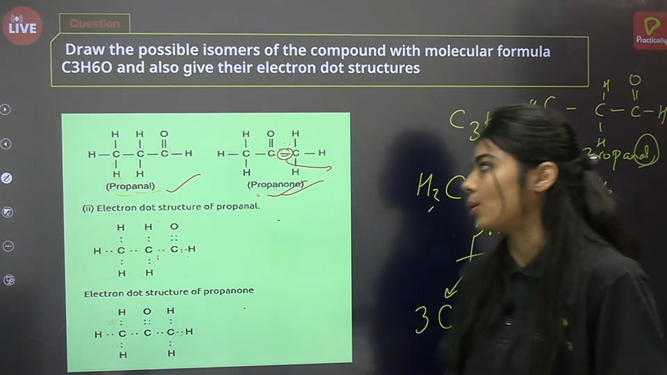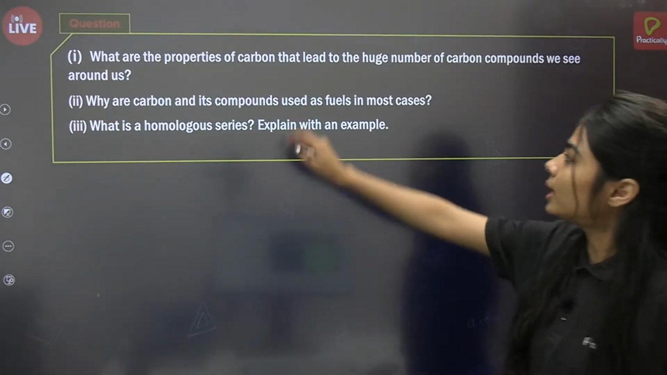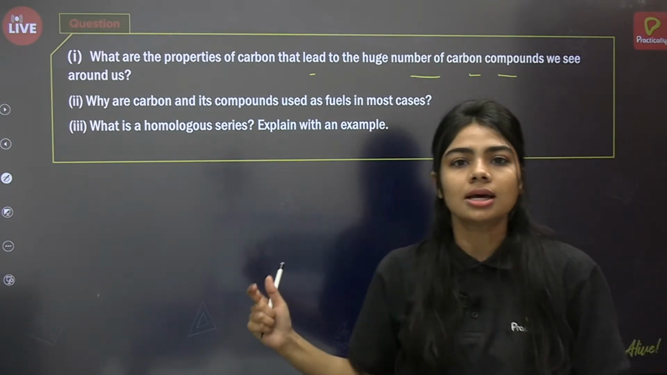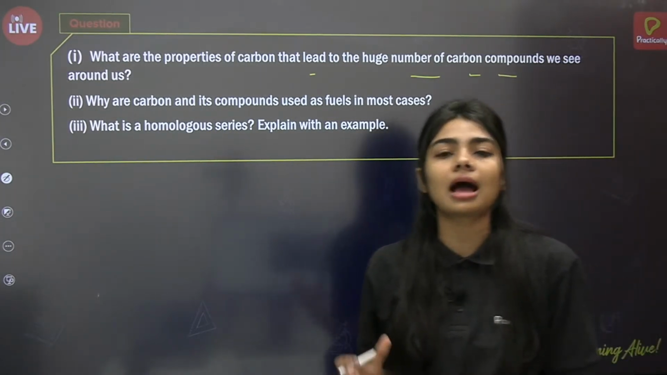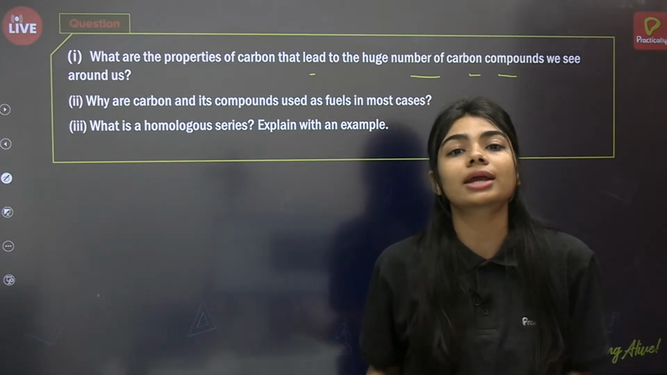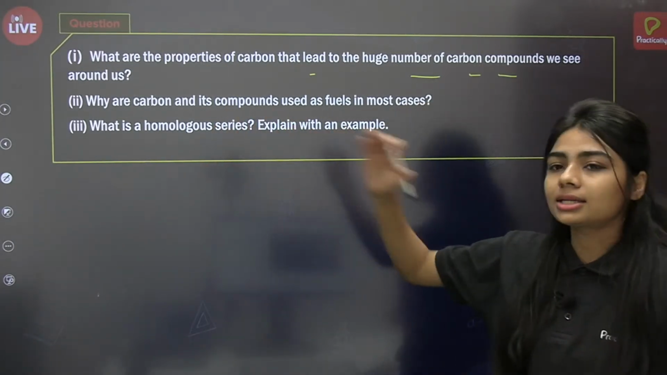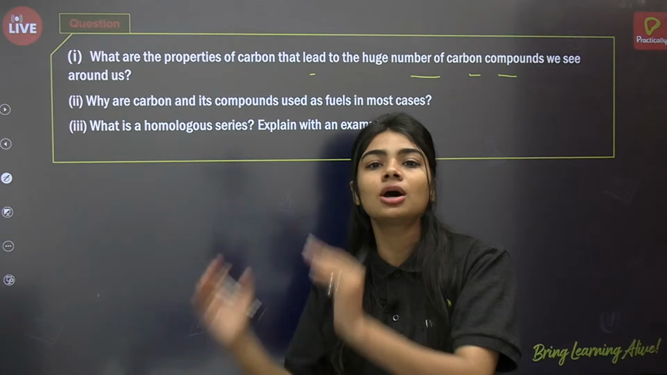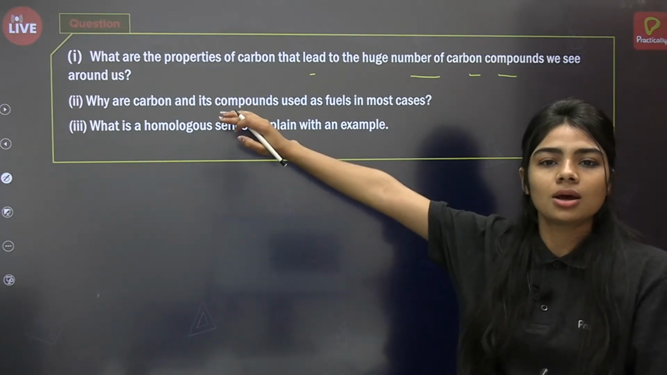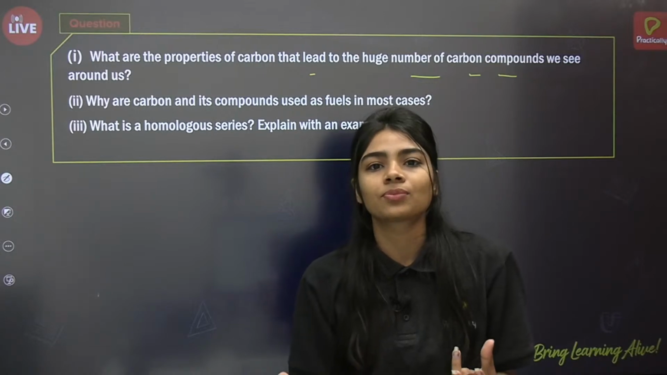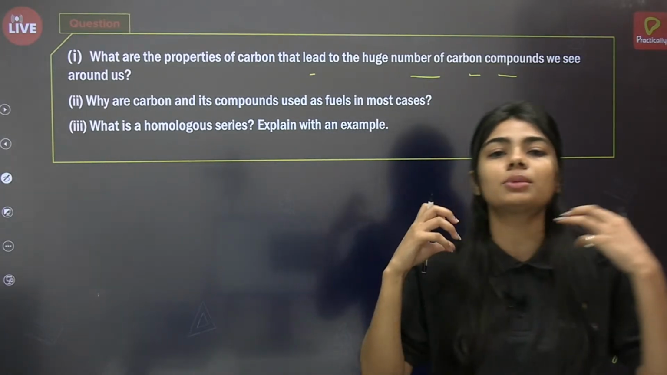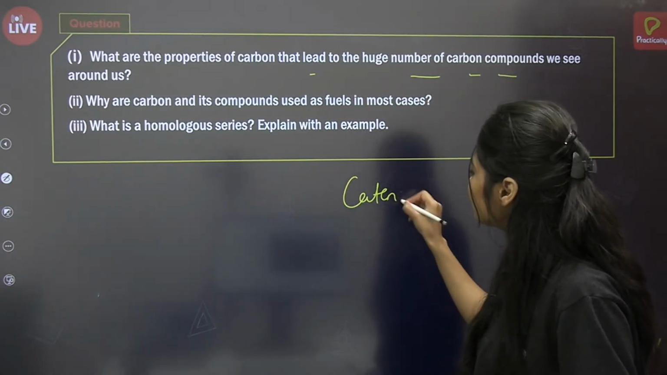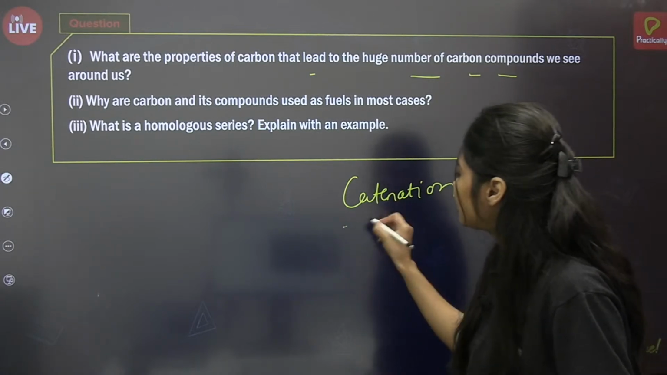Okay. Next, what are the properties of carbon that lead to the huge number of carbon compounds we see around us? So we have a separate branch for studying carbon and its compounds that we call organic chemistry. Correct? So why is it forming such a large number of compounds that we have made a separate branch for studying only these carbon compounds? What is the main property? Why is it forming so many bonds, so many compounds? So the property is catenation and tetravalency.